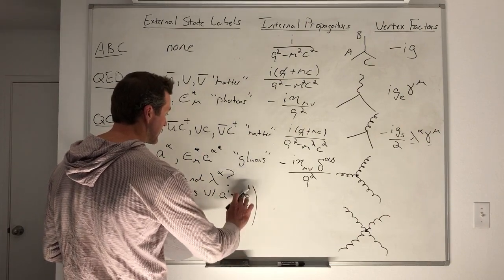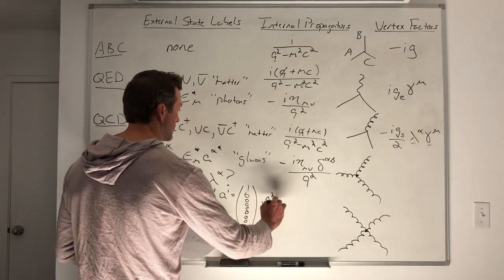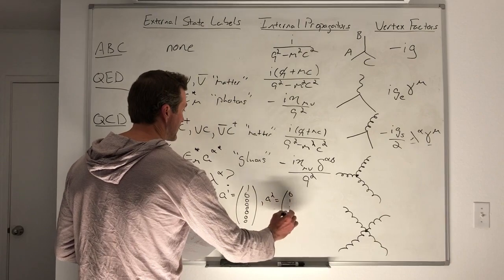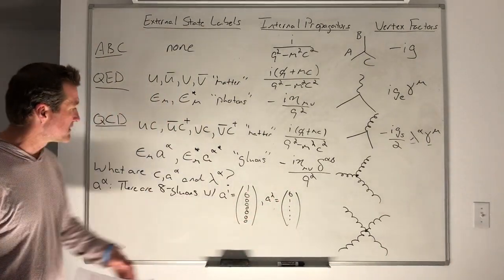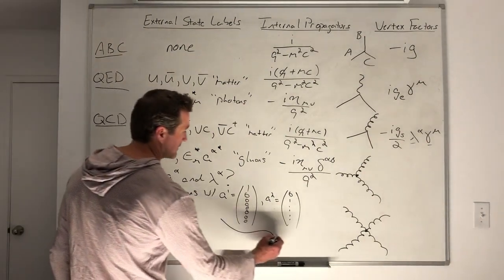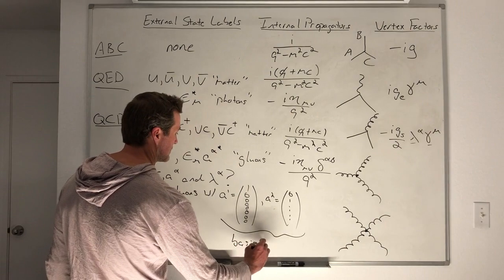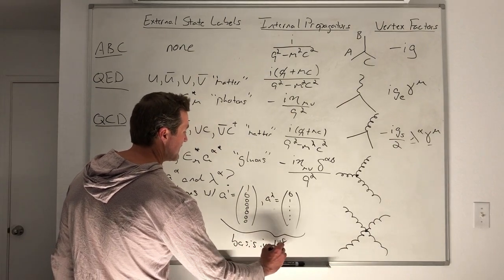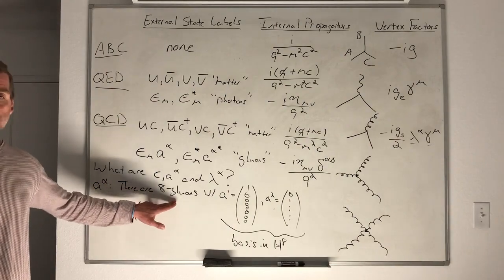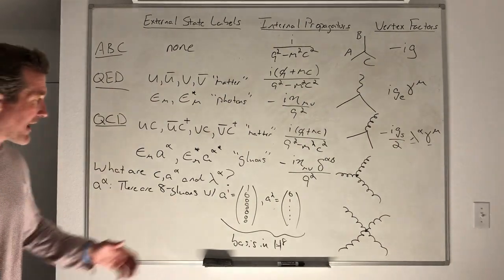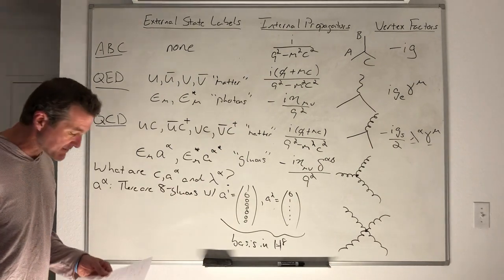Yeah, okay. A2 is 0, 1, and so on. So we can set up a basis in the 8-dimensional Hilbert space, which describes the gluons. And the gluons don't have to lie along one of these basis vectors. They can be a linear combination of these basis vectors.